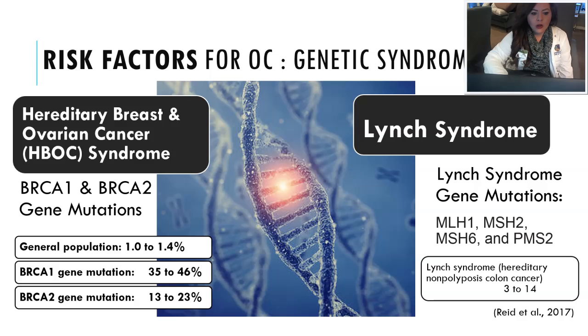Angelina Jolie is well known for her decision to have a prophylactic mastectomy in 2013 at the young age of 35 due to a mutation in her BRCA1 gene. In 2017, at age 39, which is also quite young, she had a prophylactic oophorectomy and salpingectomy.